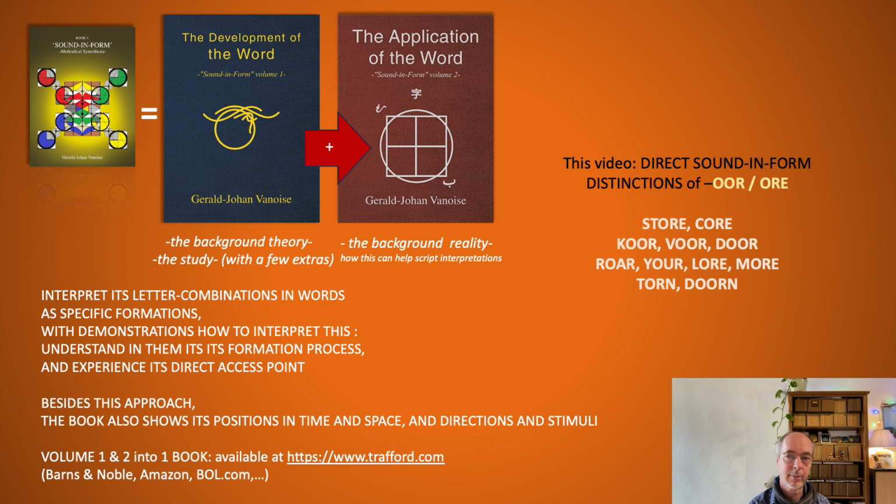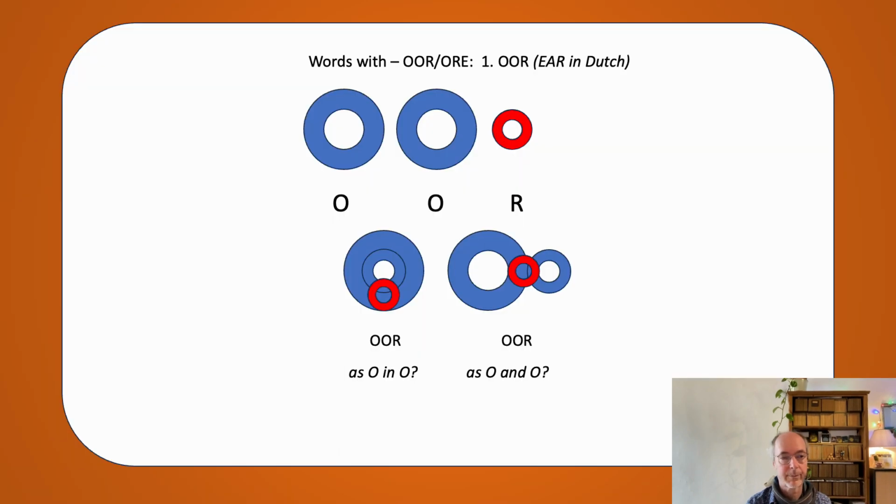So I take some examples: store, KOOR, VOOR, DOOR, ROAR, YOR, LOR, MORE, TORN and DOORN, to compare some English and Dutch words. We will start with OOR. Like I started with ear last time, this is the double O and the R.